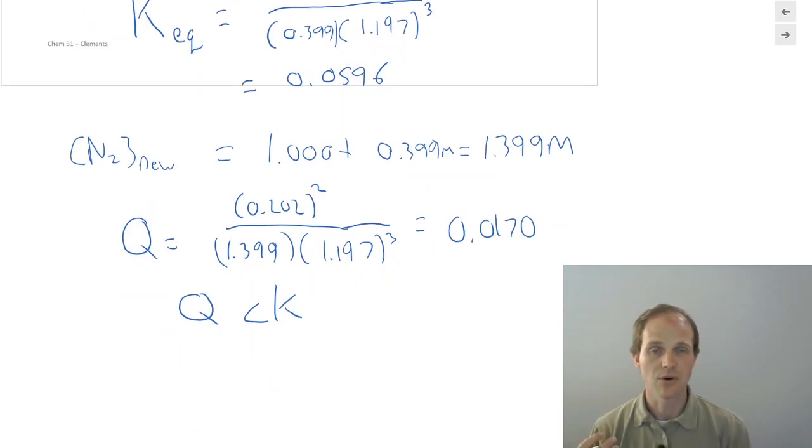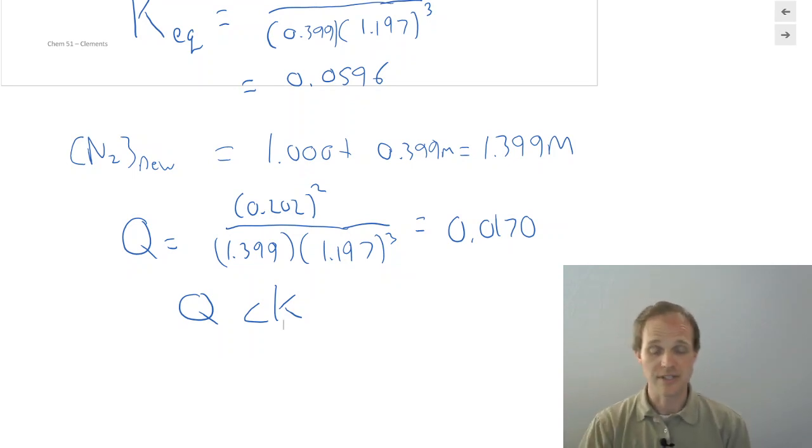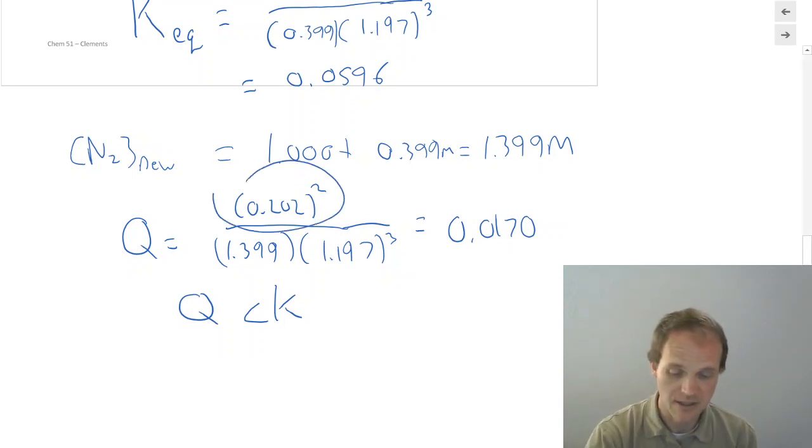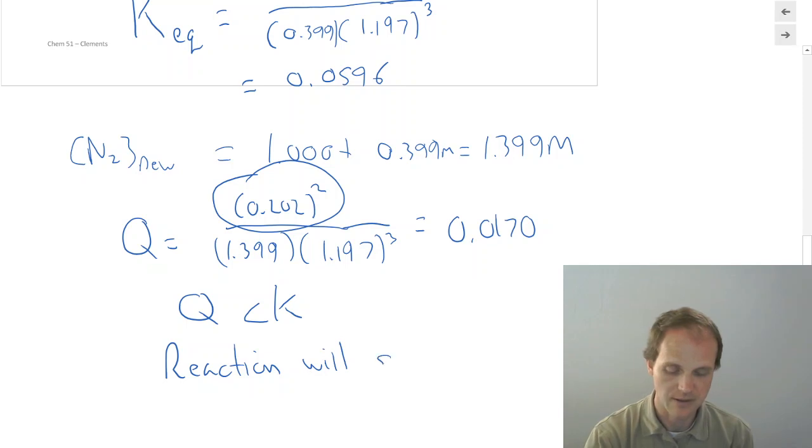So in this case, Q is less than K. And remember, the goal for Q is always to become K at equilibrium. So Q's got to increase. For Q to increase, we have to make more products. And that means the reaction will shift right.